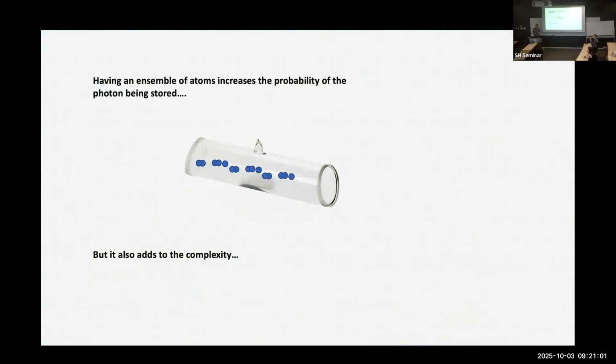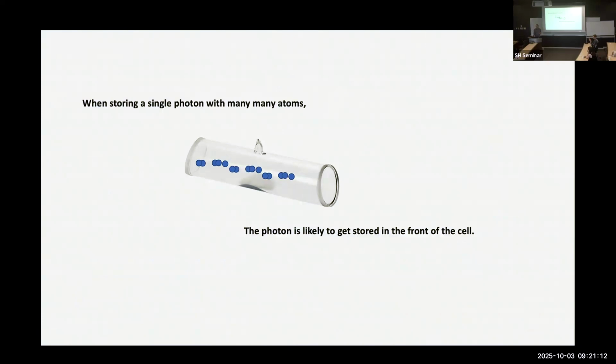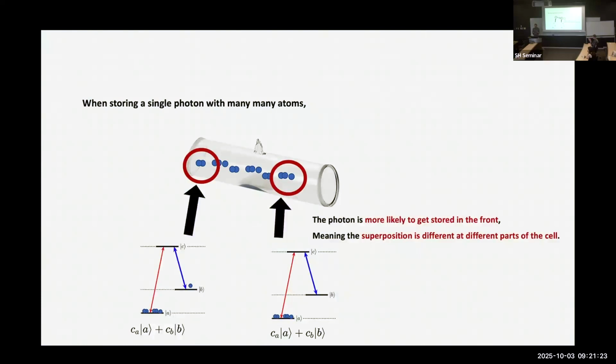Now, life is more complicated, so having an ensemble of atoms ends up increasing the probability that a photon ends up being stuck into the memory. But it also adds complexity. So when you store a single photon with many, many, many atoms, it's very likely that it's actually going to get stored up in the front of the cell as it's entering the cell. So what that means is that if you were to look at how much the state is in a superposition of the different ground states, you're going to see that the very front of the cell has a different amount of superposition than later in the cell. And this property is sometimes called the spin wave.